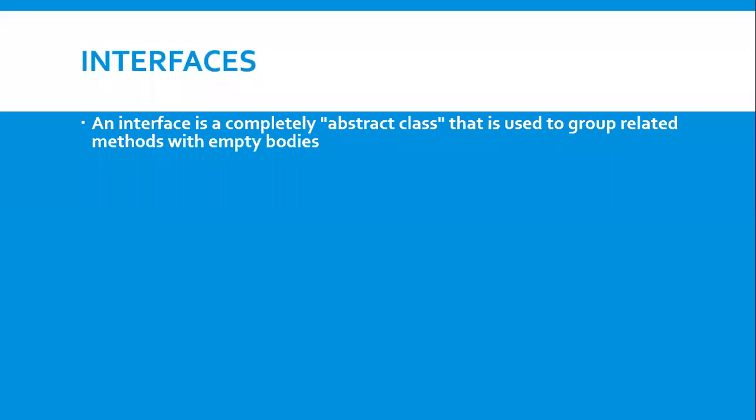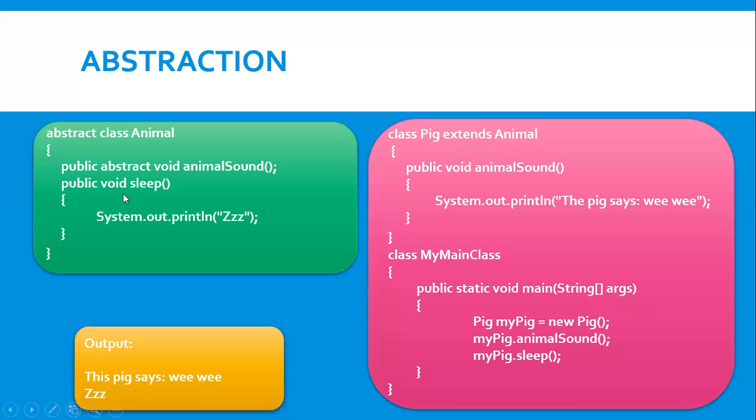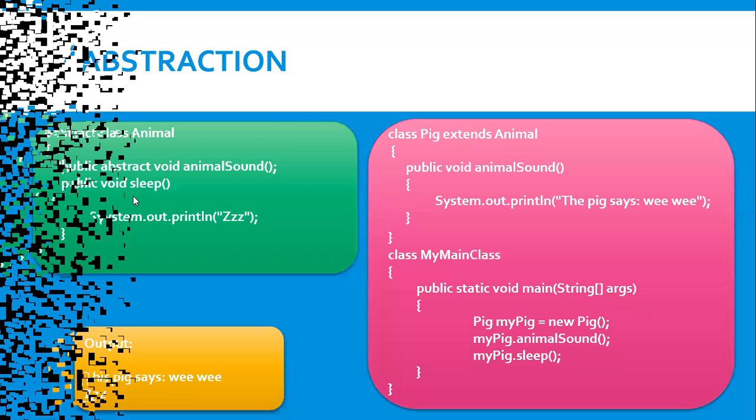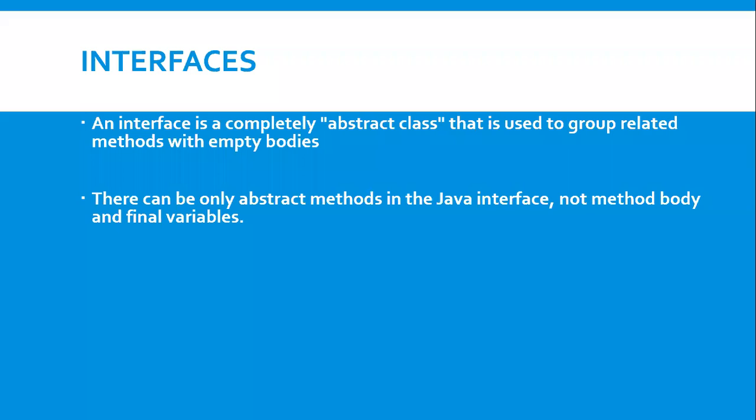Just like in our abstract class, the interface doesn't have this kind of concrete methods. The methods with definition don't exist in your interface. That's why it is called a complete abstract class. There can be only abstract methods in the Java interface, not method bodies, and final variables. That means the methods in the interfaces are abstract by default.